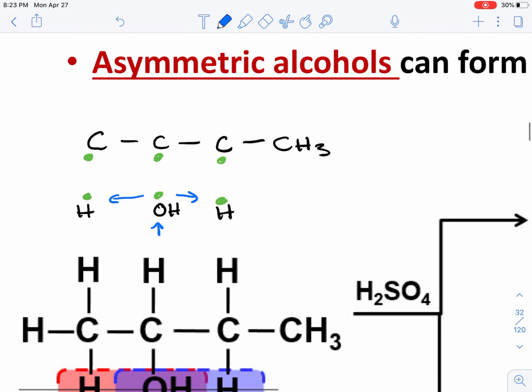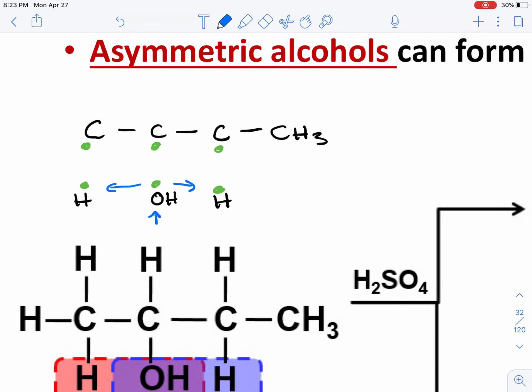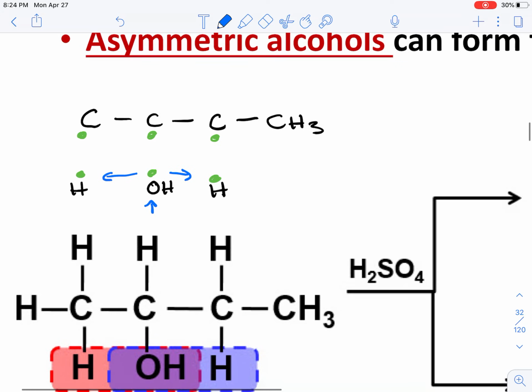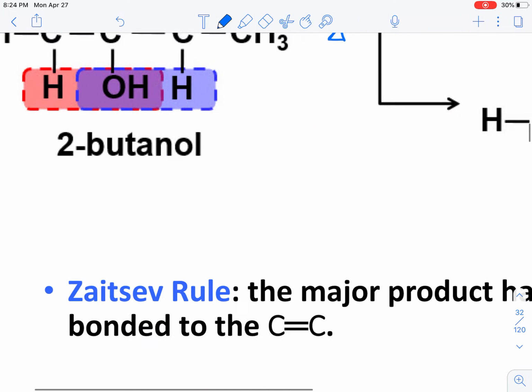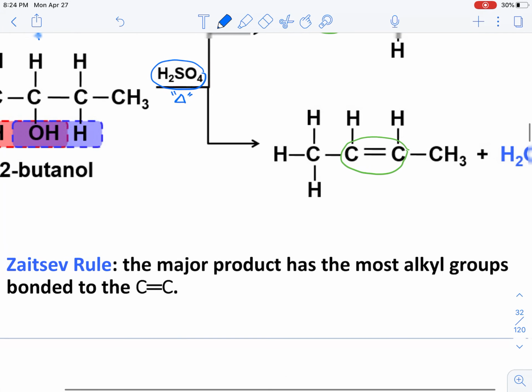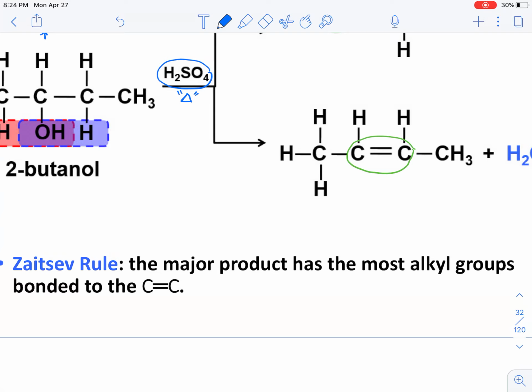Whenever you guys have an asymmetric alcohol, there is a rule that will help guide you to predict the most dominant product that is expected to be formed when an asymmetric alcohol undergoes a dehydration reaction using the reagent sulfuric acid and heat. And that's known as the Zaitsev rule. The Zaitsev rule tells us that the major product is the substance that has the most alkyl groups bonded to the double bonded carbon. So what do I mean by that?